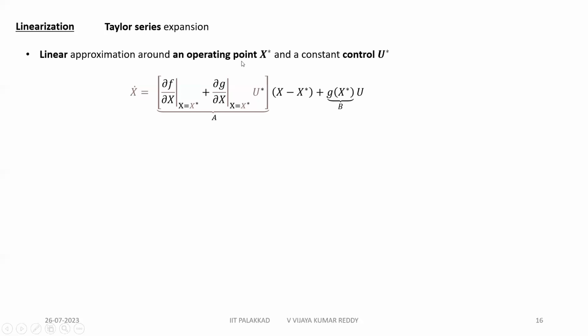Usually we do linearization around an equilibrium point by assuming that the control input u star equals 0. But why are we taking an operating point here, not an equilibrium point? How can we find the equilibrium points? By simply setting x dot equal to 0 and u equal to 0, right? But why are we going for an operating point, not the equilibrium point? Why are we going for some constant control input? Can anyone give an answer?